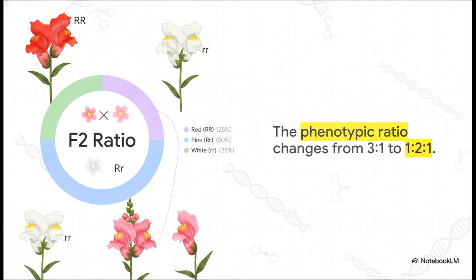But phenotypically, the actual physical colors resulting from those genes, that ratio has totally changed from the classic 3 to 1 dominant recessive ratio. Instead of 3 reds and 1 white, we get 1 red, 2 pinks, and 1 white. The R simply wasn't completely dominant over the r, allowing that pink heterozygote to stand out as completely distinguishable from both of its true breeding parents.